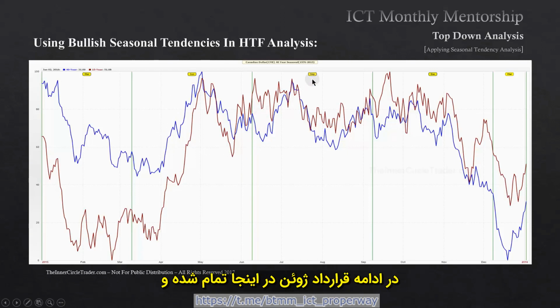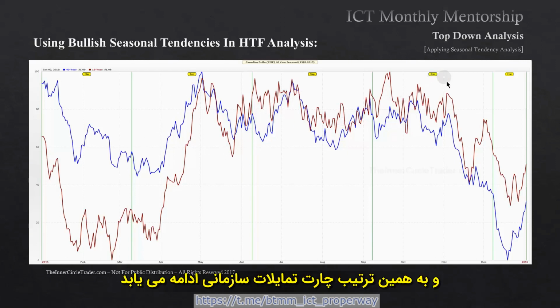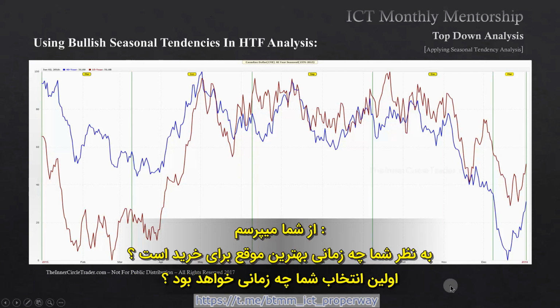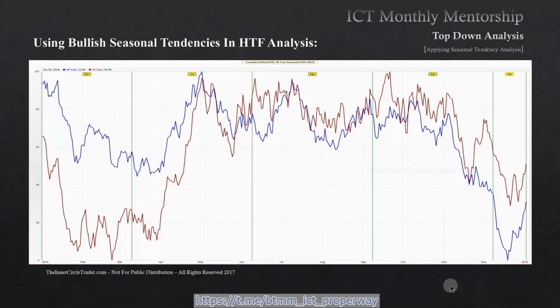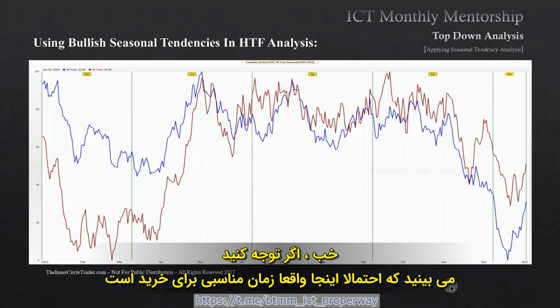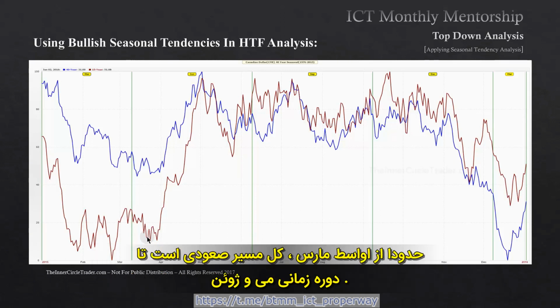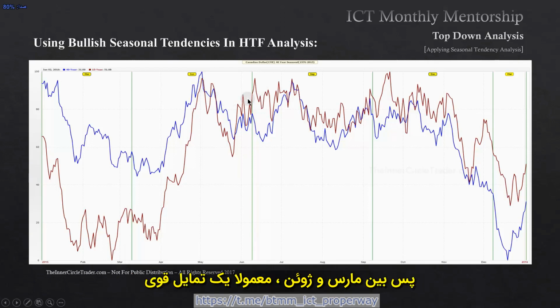And then June would end here, and it would pick up at September's contract, and so on, going through the seasonal tendency chart. If I were to ask you what would be your first choice in deciding when would be a good time to buy, well, if you were paying attention, you can see that this is probably a really good time to be buying around mid-March all the way up into the May, June time period. So between March and June, there typically is a strong tendency for the Canadian dollar to rally.